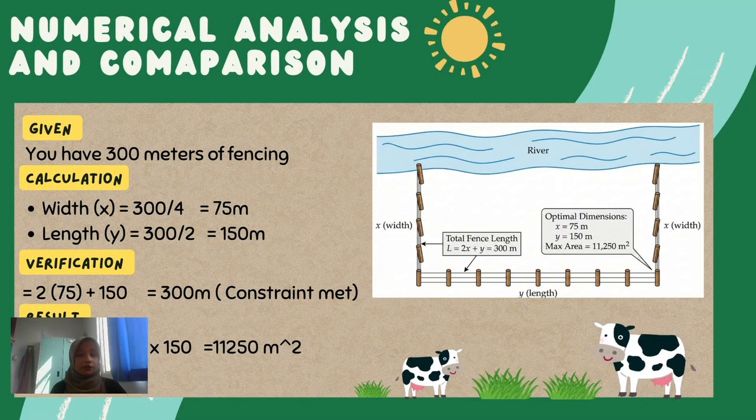Next, numerical analysis and comparison. So given here, our farmer has 300 meters of fence, and by using our formula, the sides perpendicular, which is the width to the river, should be 75 meters, and the side parallel, which is the length, should be 150 meters. And for the verification, we take 75 times 2 plus 150 equals 300, which satisfies our constraint. And for the result, the total area that we got is 11,250 square meters.